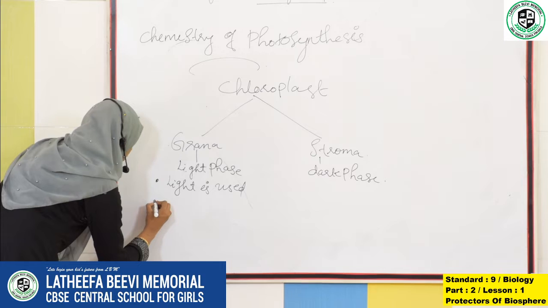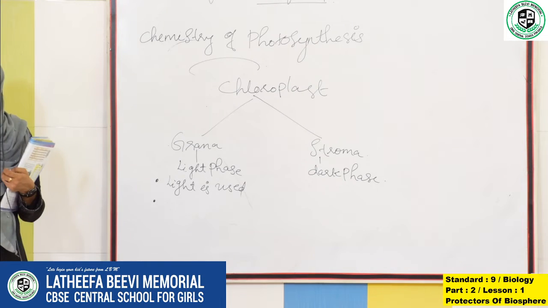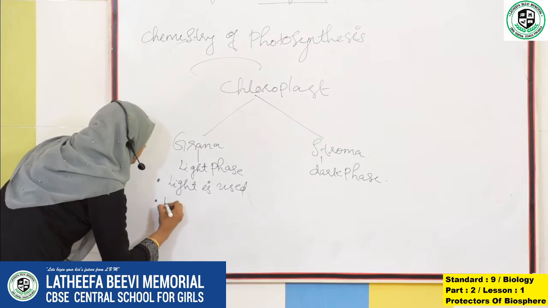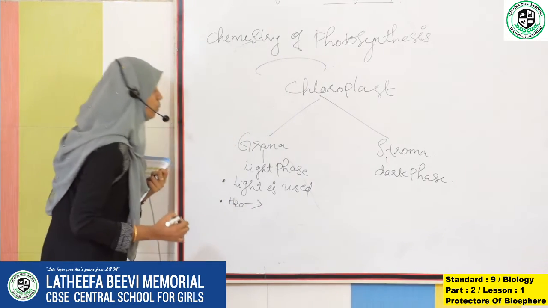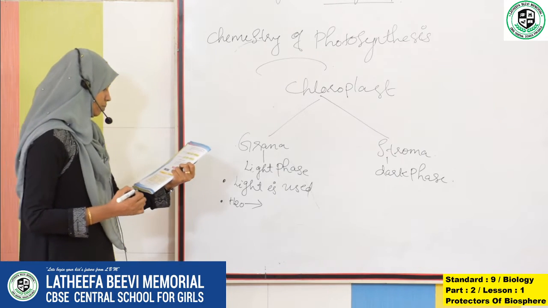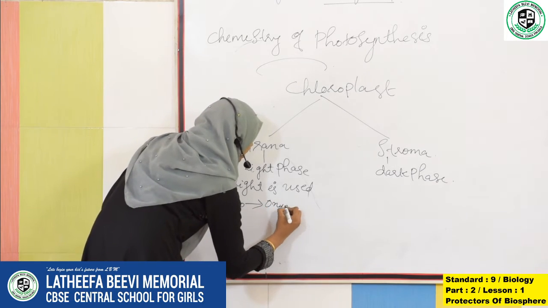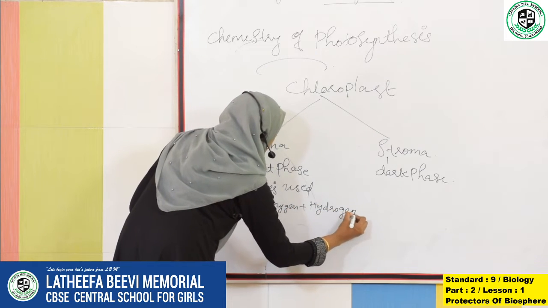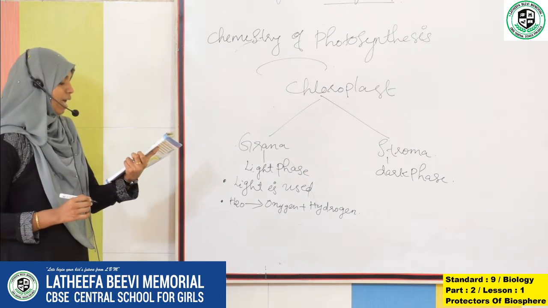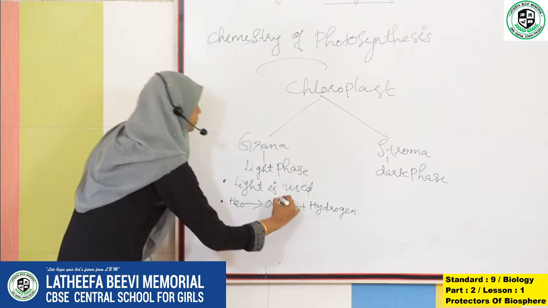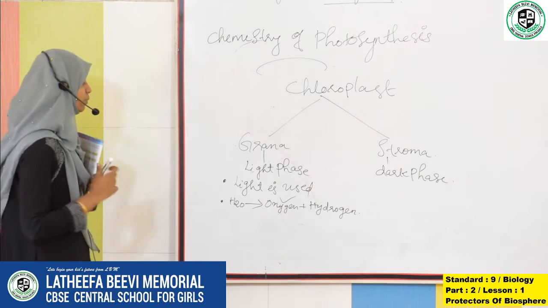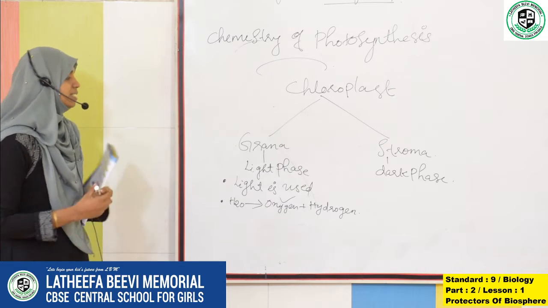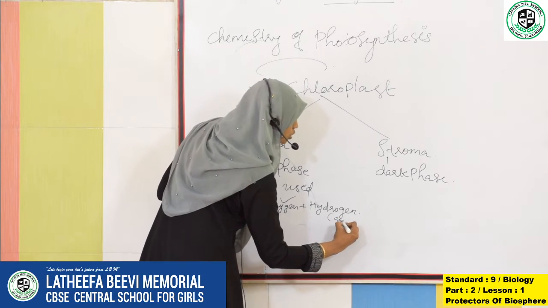We know that we need water for the process of photosynthesis. In the light phase, the water splits into oxygen and hydrogen. Oxygen is released and hydrogen reaches the stroma.